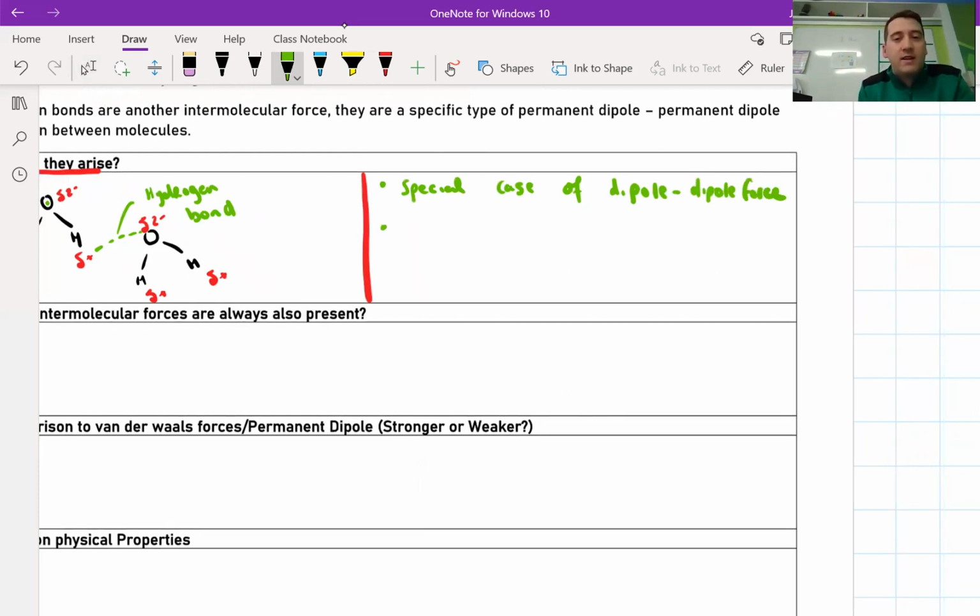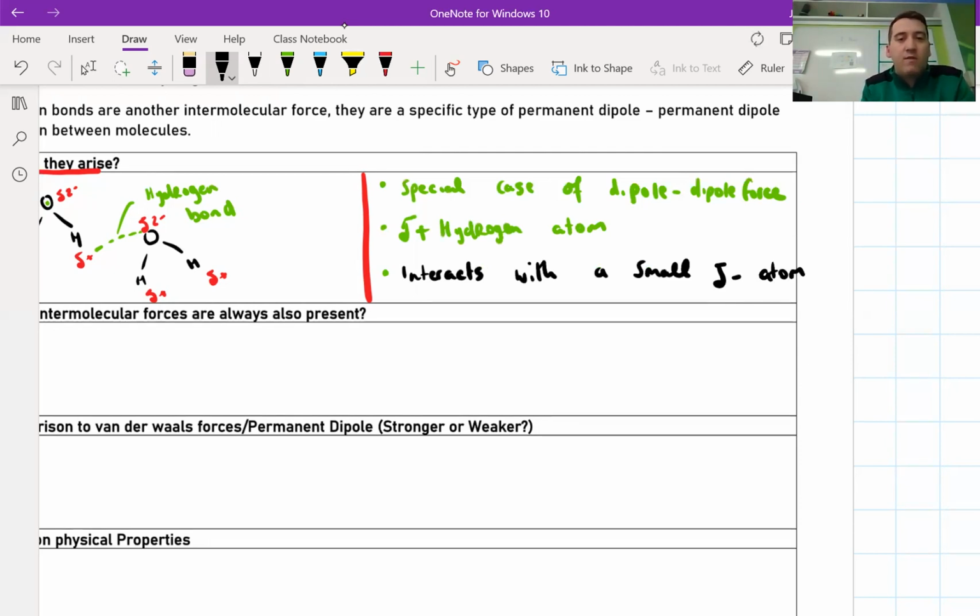what does it need? It needs a delta negative, delta positive hydrogen atom. And it interacts with something. Pause the video and finish it off. What does it have to interact with? It interacts with a small delta negative atom.